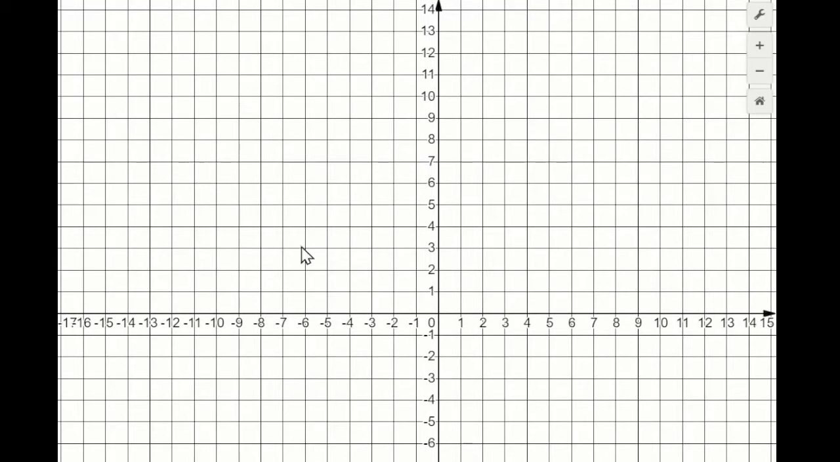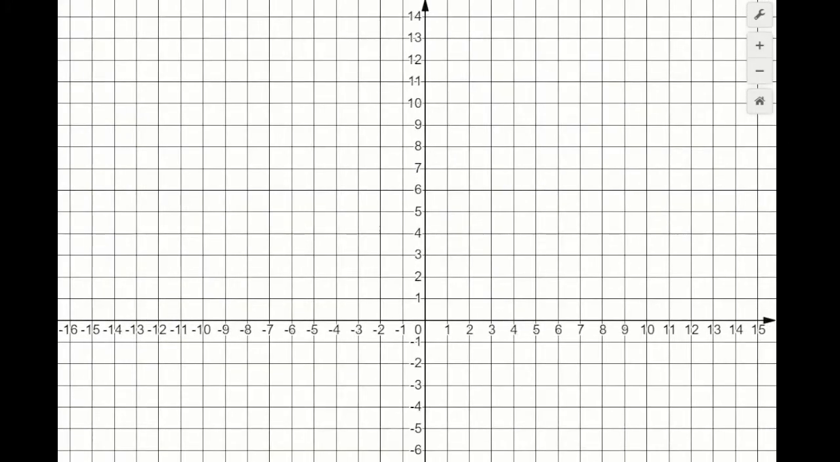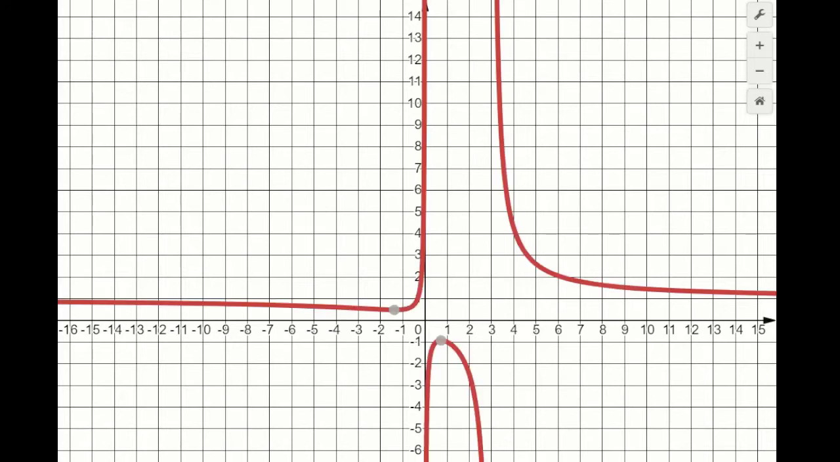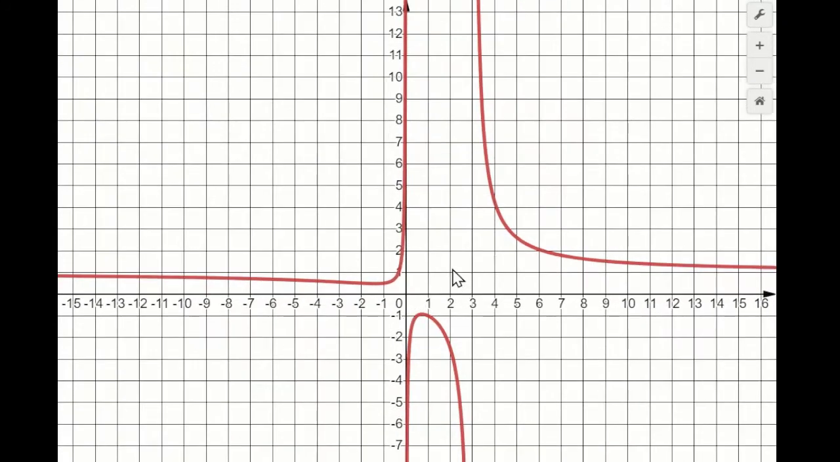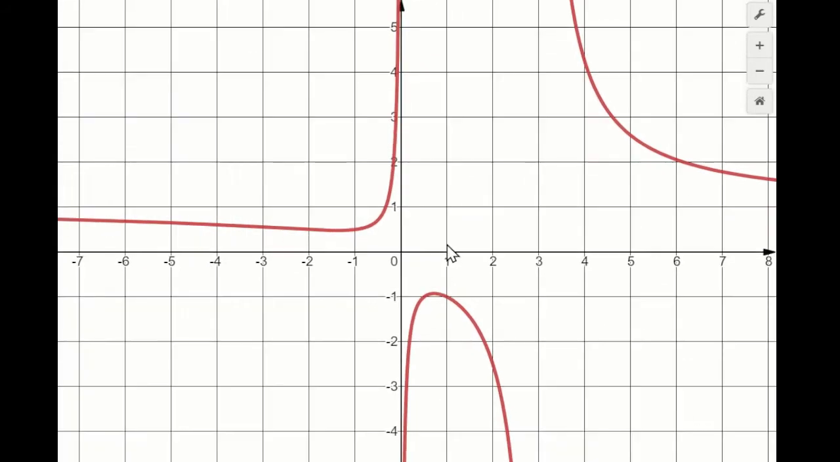Now on our graphing space with decimals, this is the graph for x squared plus 1 all over x squared minus 3x. I notice we do have a vertical asymptote at x equals 0, which is unfortunately the x value that we need to substitute into our function to find the vertical intercept. This is the reason why we won't have any vertical intercept for this particular function.